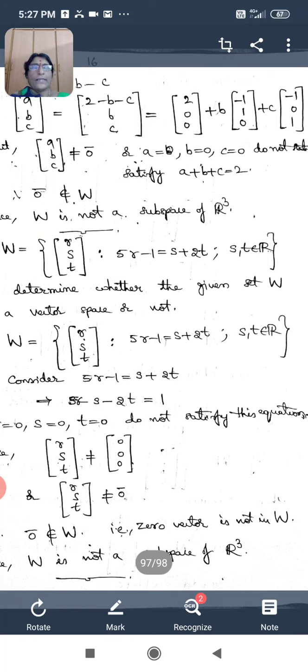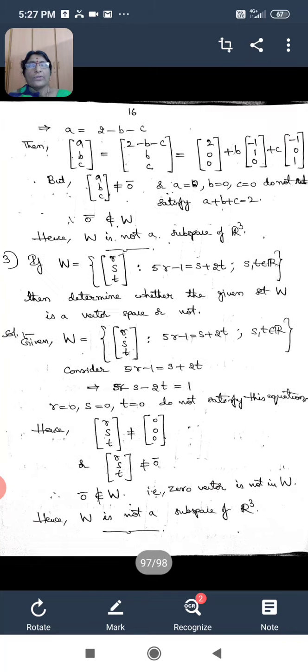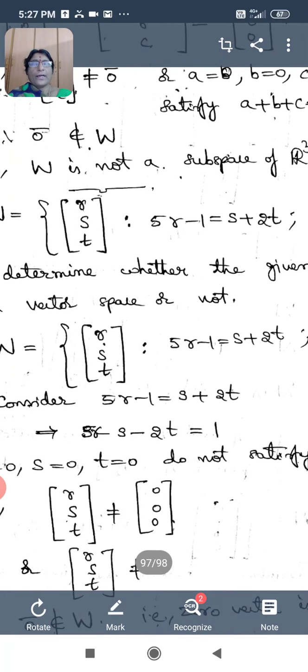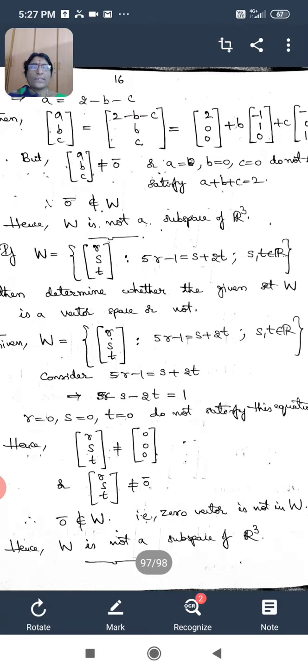Here I forgot to write it smaller, but we should suppose that R, S, T, the three variables, are real numbers. Now, the equation 5R minus 1 is equal to S plus 2T is the single non-homogeneous linear equation given to us. By solving this equation, we cannot get the values of R, S, T, because if we have to solve for three variables, then we definitely need three equations.